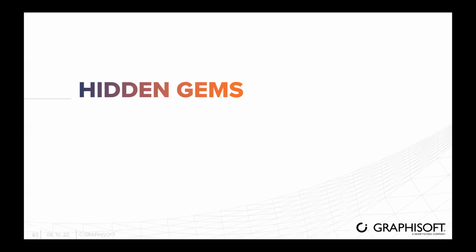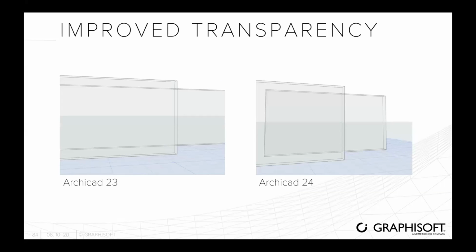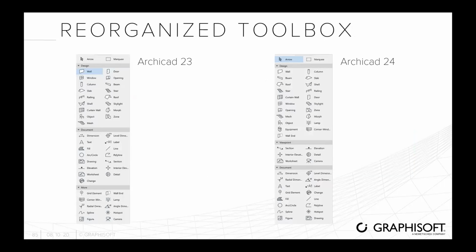So here are some hidden gems inside of ArchiCAD 24 specifically. So we've improved the transparency inside of 24. So when you're looking in the OpenGL and you have two transparent glass, you're going to be able to tell that there's another one behind it. We've also reorganized the toolbar, or toolbox, I'm sorry. So there used to be a more menu at the bottom that's now removed, and we have now one that's called viewpoint. So it's now split up into design, viewpoint, and document.